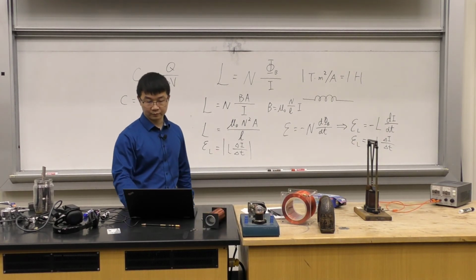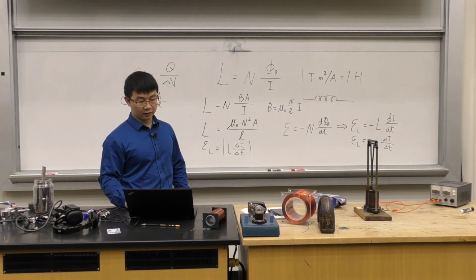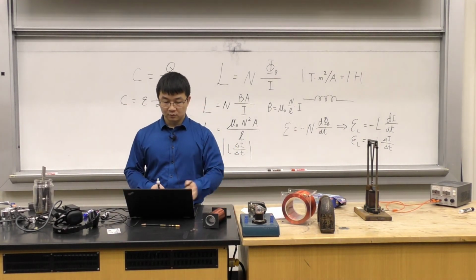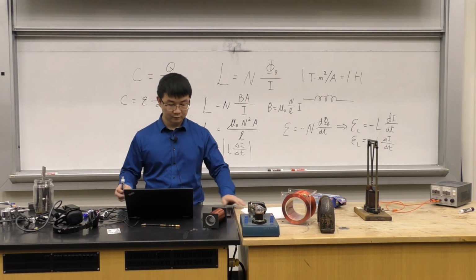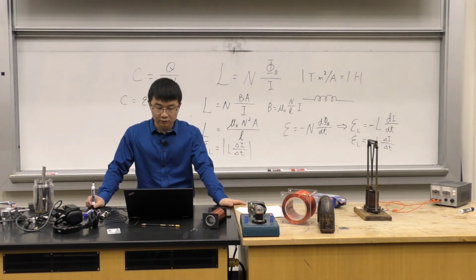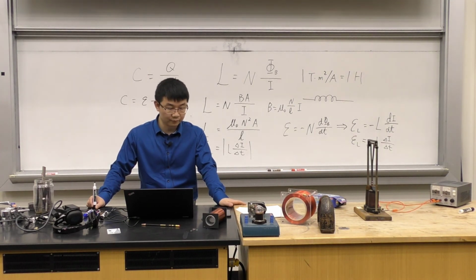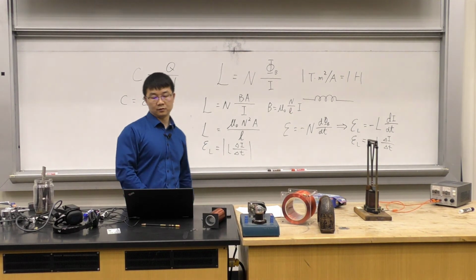Okay. Now let's take a look at the example on slide 3. A solenoid used in an MRI scanner has these numbers. We want to find the magnitude of the induced EMF in the solenoid during the 30 seconds it takes to ramp up the current from 0 to its operating value of 2.3 kilo amps.